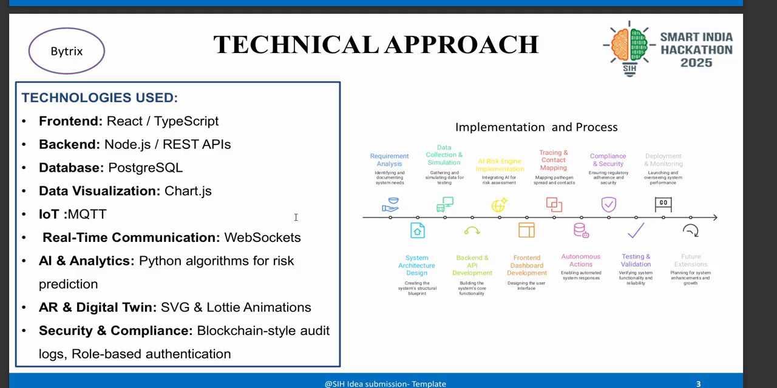The system is built using React and TypeScript on the front end and Node.js with REST APIs for the backend. PostgreSQL manages structured hospital data while MQTT and WebSockets handle IoT and real-time communication. Visualization is powered by Chart.js. AI analytics use Python algorithms, and AR features are created using SVG and animations. Security is ensured through blockchain style audit logs and role based authentication. I will explain implementation and the process in our prototype model.